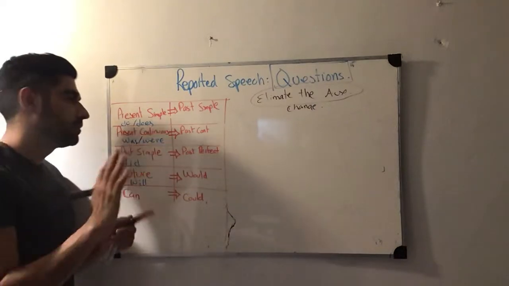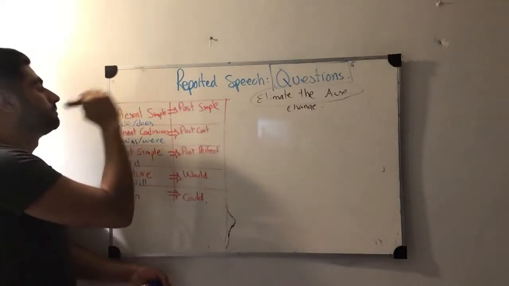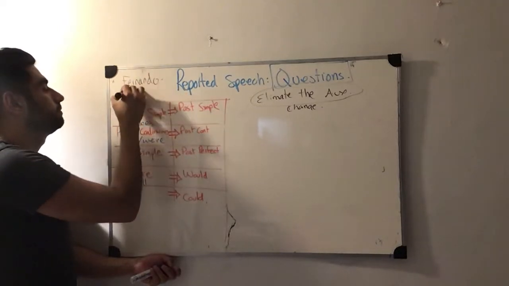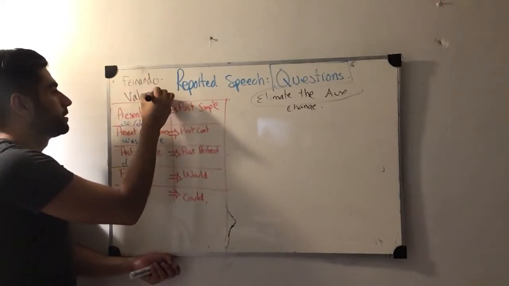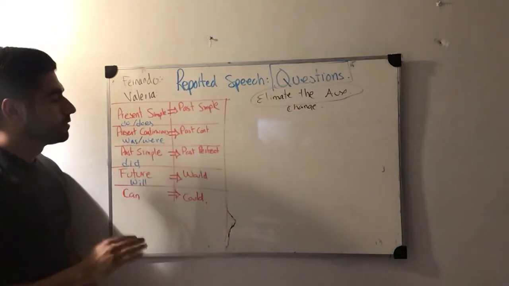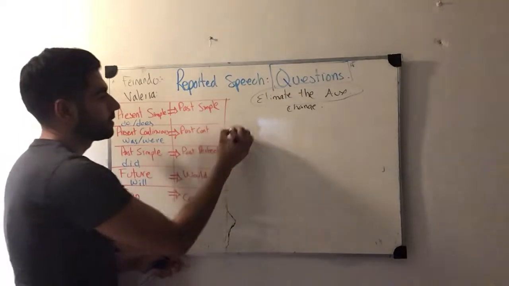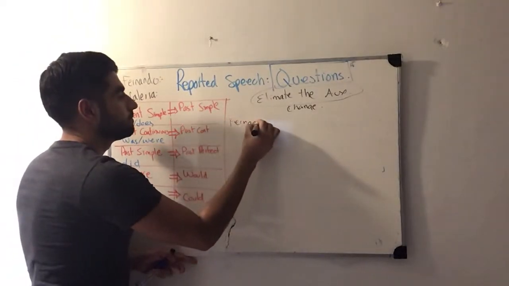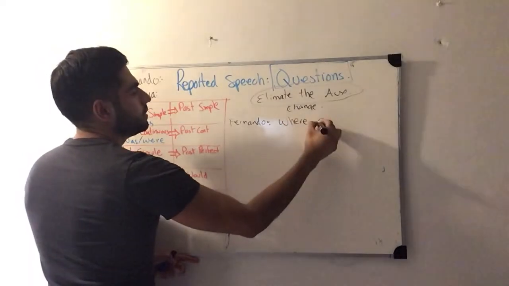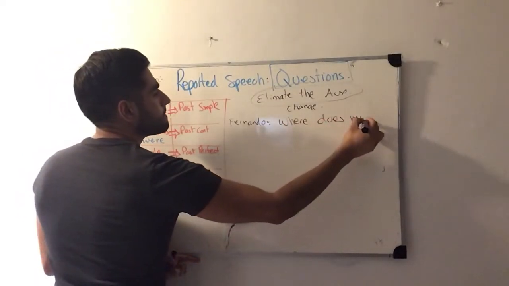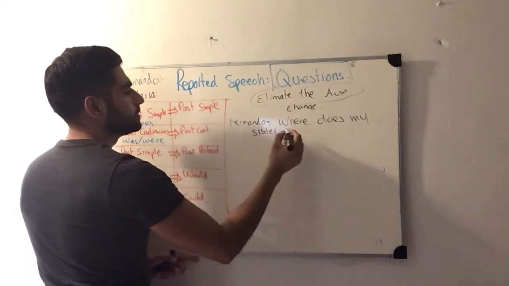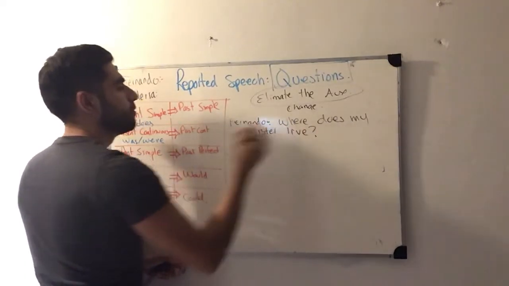I'm going to be using only two subjects, I don't know, Fernando and Valeria. Okay, these two are going to be the subjects of today. So, for the examples, let's suppose that Fernando is asking us this: where does my sister live? Where does my sister live?